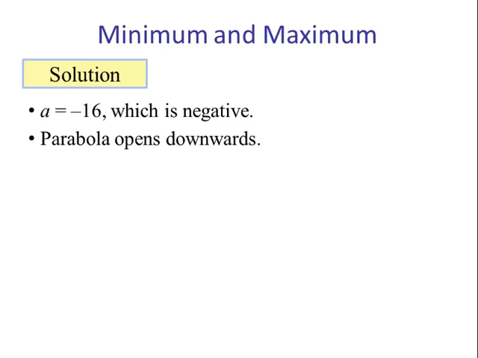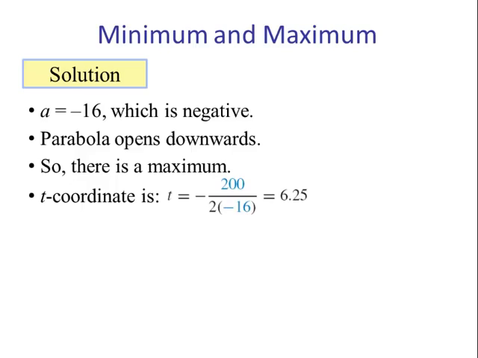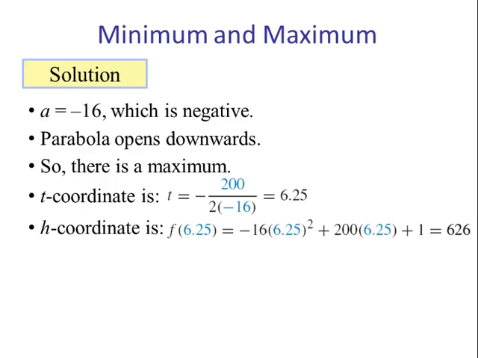Therefore the parabola opens downward, so there is a maximum value. The t-coordinate for the vertex is negative 200 divided by 2 times negative 16, which is a positive 6.25. So this means that 6.25 seconds after the fireworks is shot, it will reach its maximum height. What is the height? That's the h-coordinate. So we take 6.25 and we substitute that back into our quadratic. 6.25 squared times negative 16 plus 200 times 6.25 plus 1 gives us a height of 626 feet.